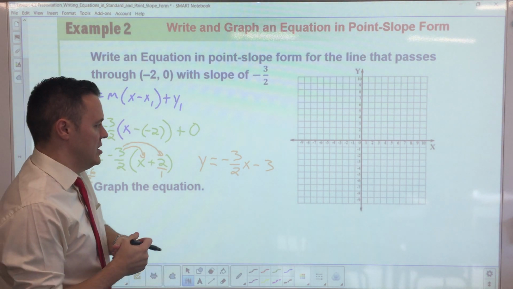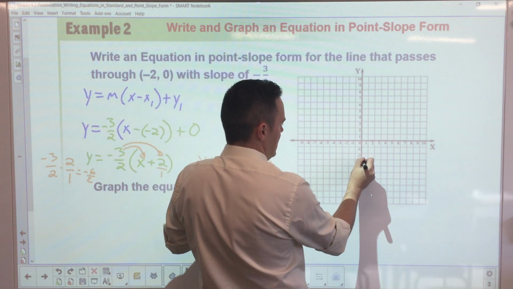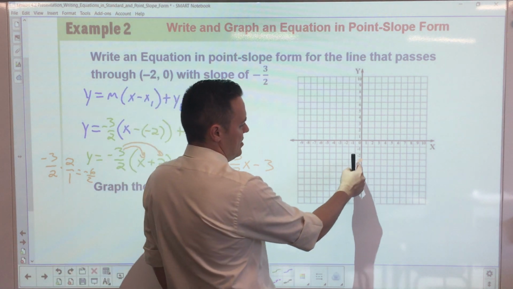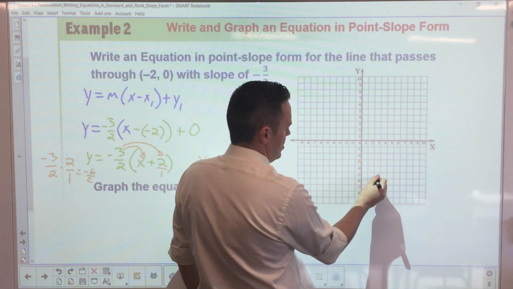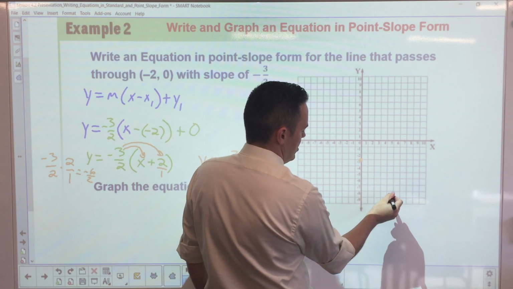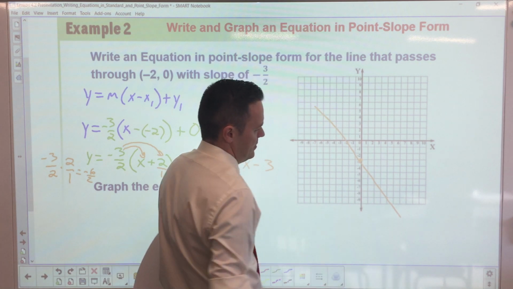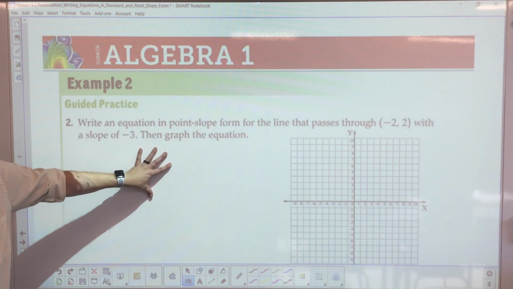Now graph the equation. If I graph it, here's my y-intercept, negative 3. Okay, and then my slope is negative 3 over 2. So it's negative, so it's dropping down 3, over 2. Down 1, 2, 3, over 2. So ladies and gentlemen, there is my line. Your turn.